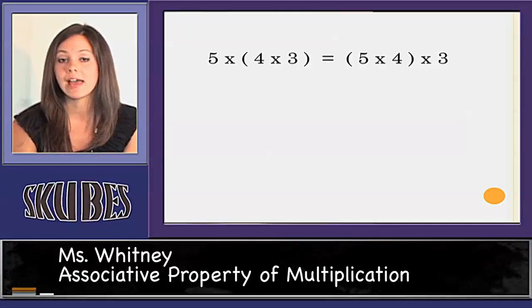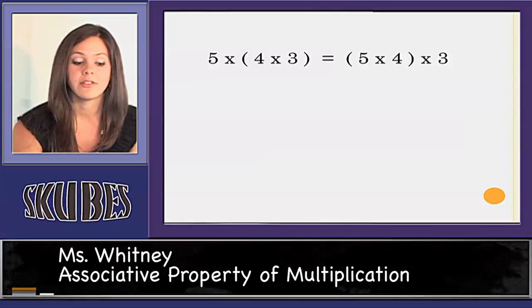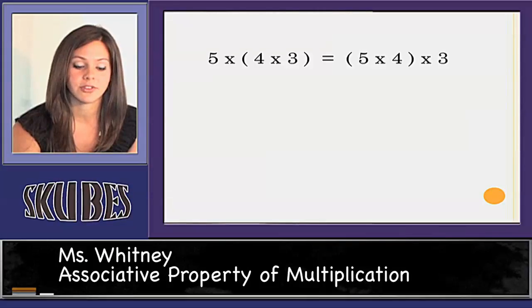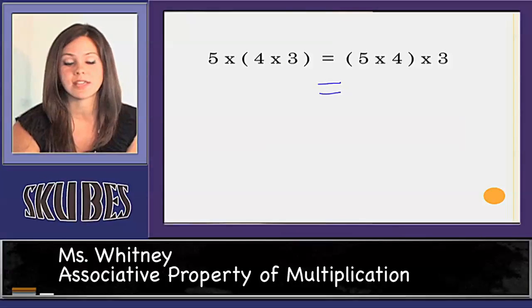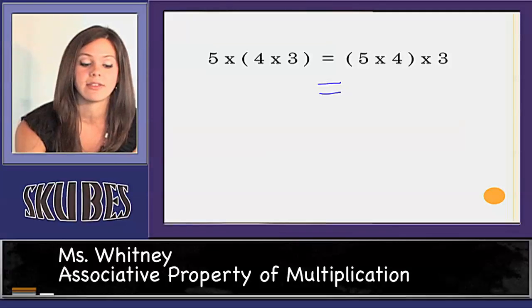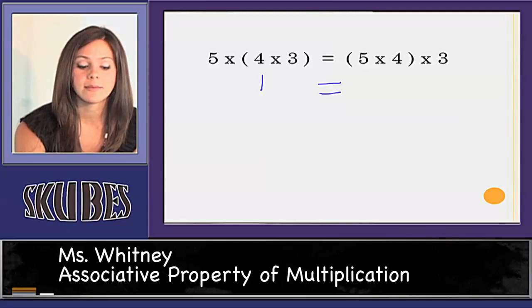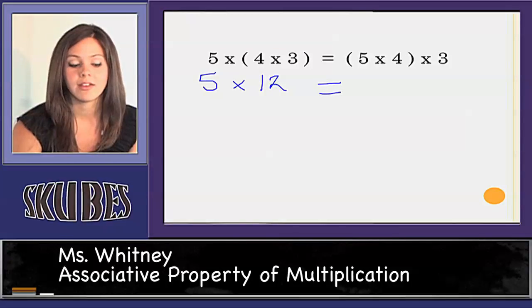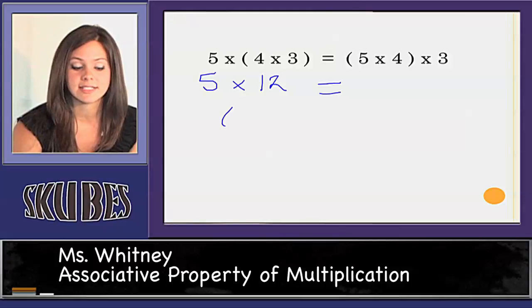We have the numbers 5, 4, and 3. 5 times 4 times 3. On the left side of the equal sign, the 4 and the 3 are inside the parentheses. We must multiply them first. 4 times 3 is 12. We bring down the times 5. 5 times 12 is 60.